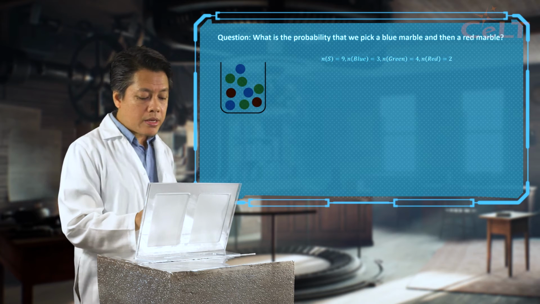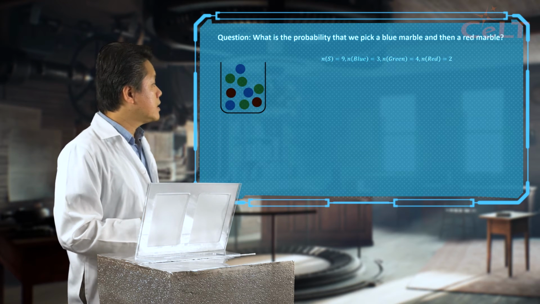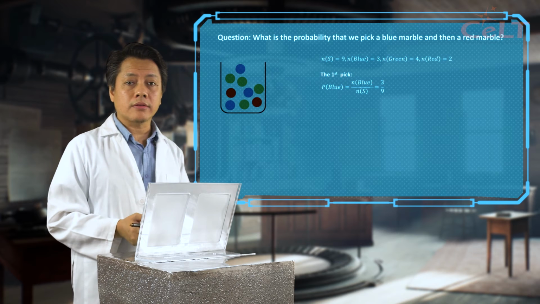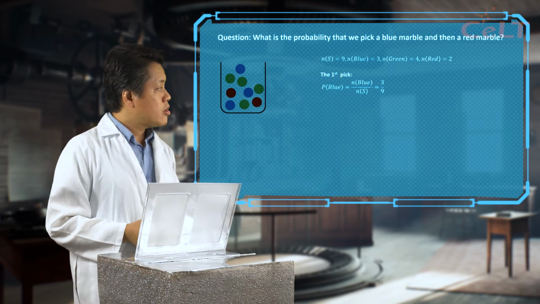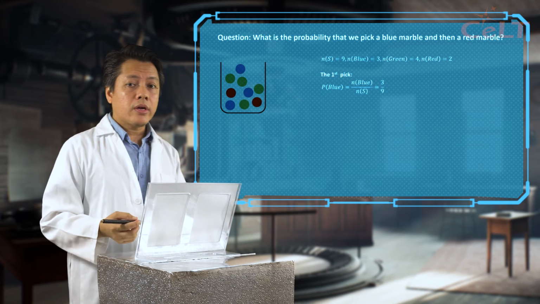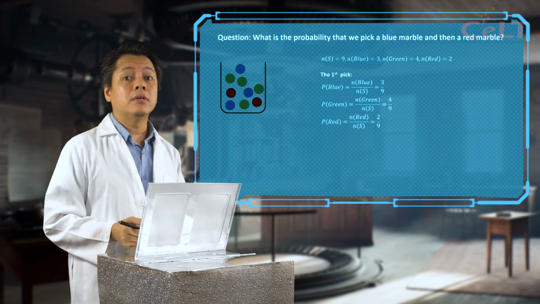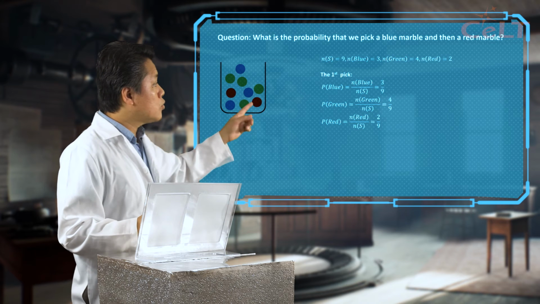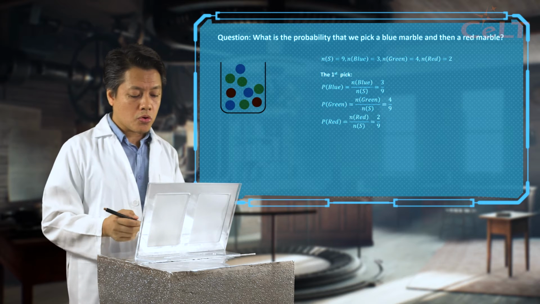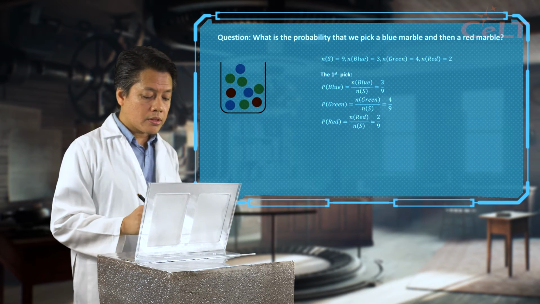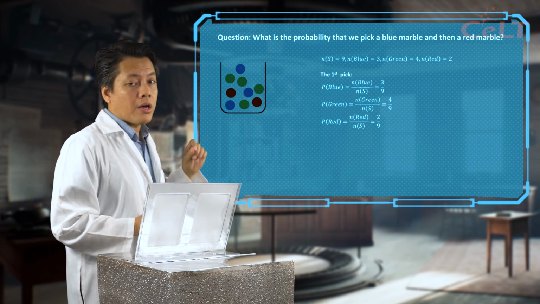The probability that we pick a blue marble on the first attempt is n(blue) over n(S), which is 3 over 9. I can simplify that to 1 over 3, but I'm going to leave it like that so that we know what n(blue) and n(S) are. In fact, we can easily figure out the probabilities of picking a green and a red marble. But we are interested in the blue marble first, so I remove the 2 probabilities and I remove the 1 blue marble from the container.